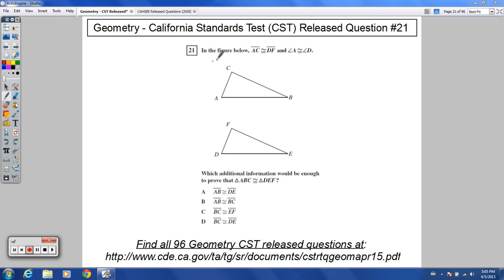Welcome to release question 21 for the California Standards Test for Geometry, those release questions. It says in the figure below, AC is congruent to DF and angle A is congruent to angle D. So let's put that in the picture. Let's put AC is congruent to DF. There we go. And angle A, this one's congruent to angle D down here. Which additional information would be enough to prove that the triangles are congruent to one another?